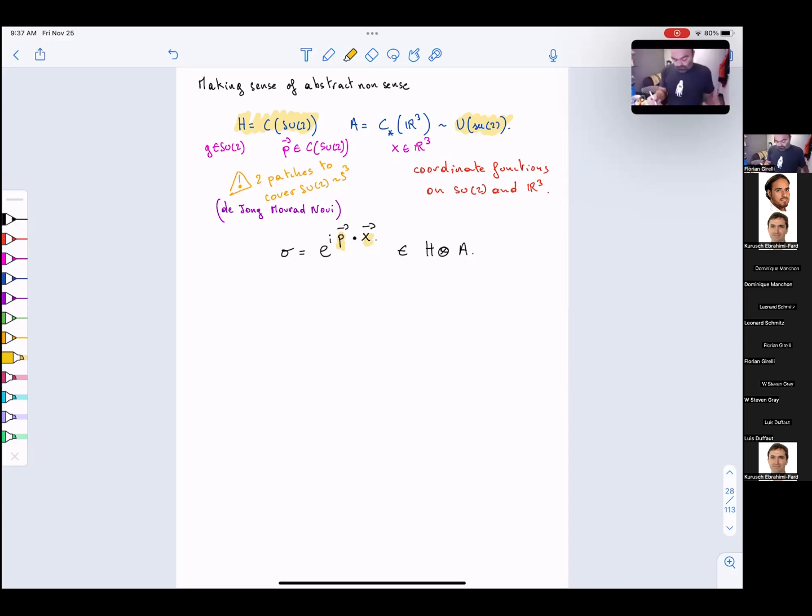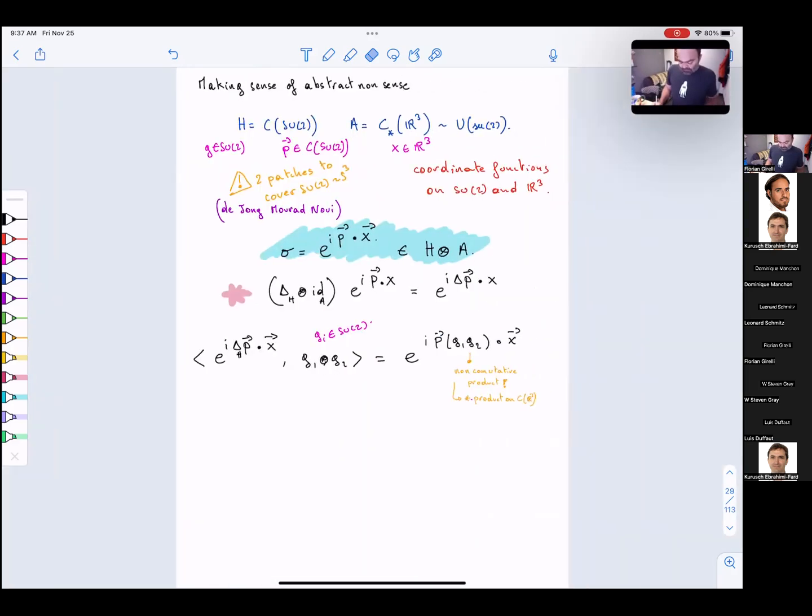Actually I used a different convention. I called the function over SU2 P, and the function on R3, I call it X. Those are my coordinate functions. I have to pay attention because SU2 is like a sphere, it's S3. So if I talk about coordinates, I need to look at two patches, and strictly speaking I need to be careful about that. There is a paper where people describe in detail what you're supposed to do. So that's just a normal plane wave that you can construct here.